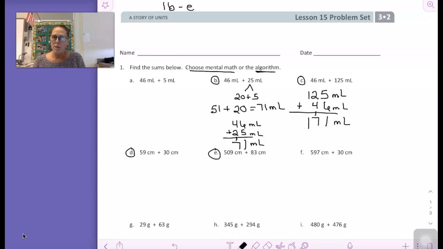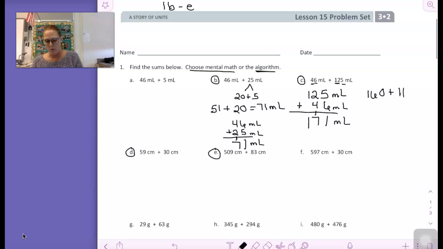You could also do this by adding 40 plus 120, which is 160, plus 11, the 6 plus 5, which again will give you 171 milliliters.